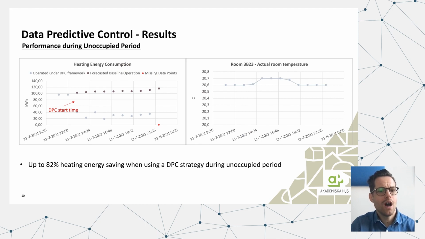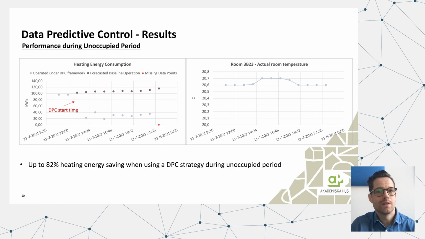And the results from the unoccupied period. There are two graphs shown in this picture. During this DPC implementation, the left graph shows the difference in energy demand between forecasted baseline operation and operation under the DPC framework. The right graph shows the indoor temperature. The DPC framework indicates 82% heating energy savings, meanwhile maintaining acceptable indoor climate.